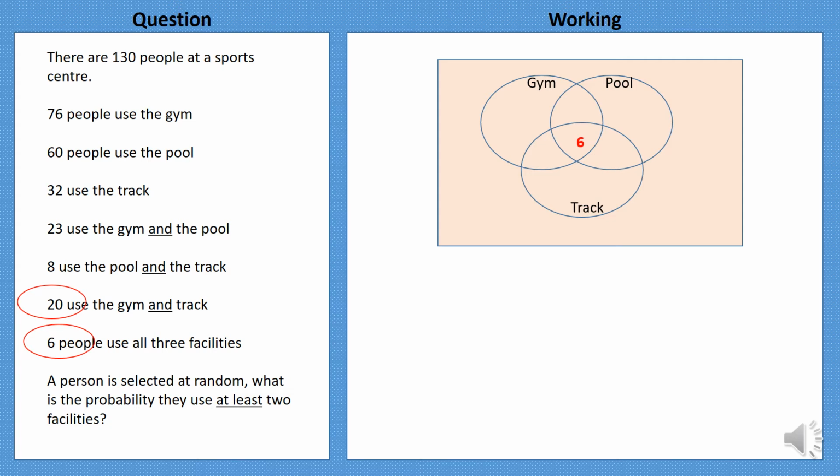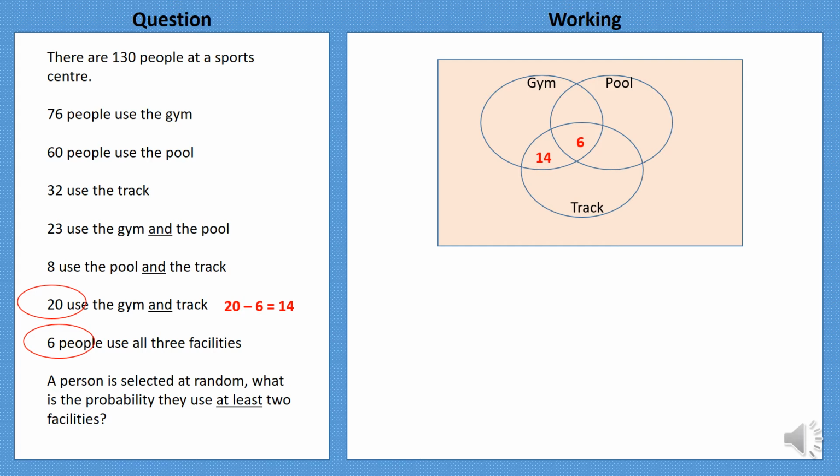So 20 people use both the gym and the track. Now, we don't know whether they use the pool as well or not, so we need to remove those 6 people from that 20 before we can add it to our Venn diagram. That leaves me with 14 people. So there must be 14 people here who just use the gym and the track. And then when you add that with your 6 people, you've got 20 people in that overlap altogether.